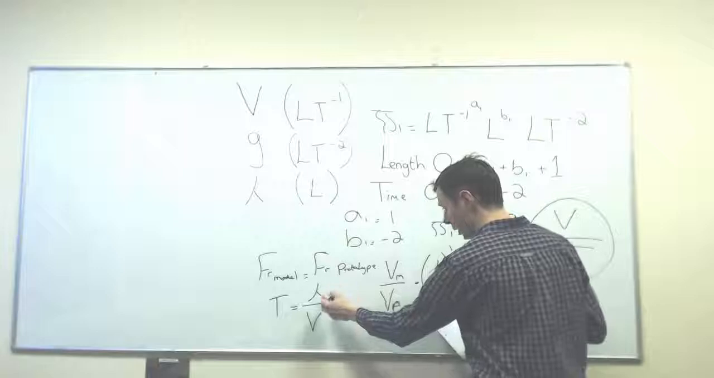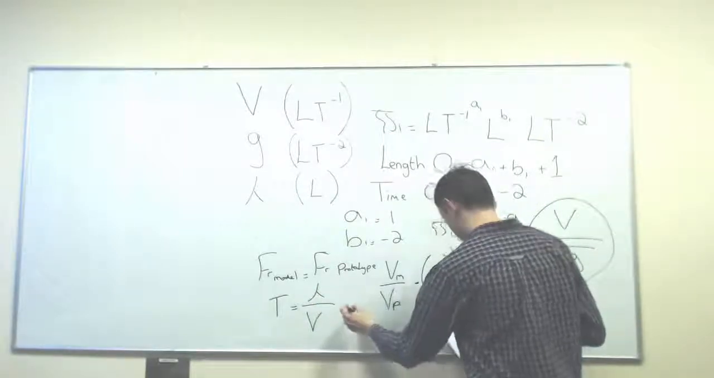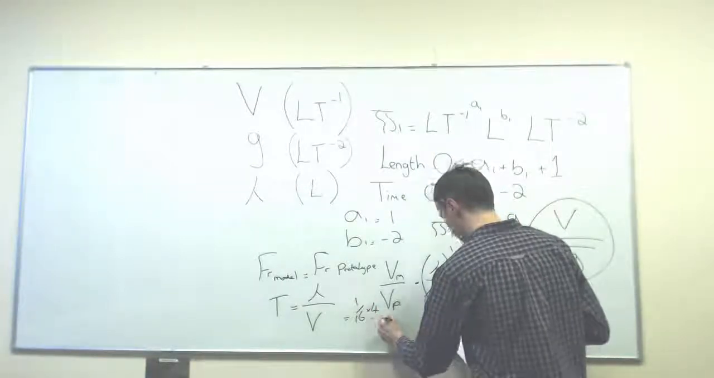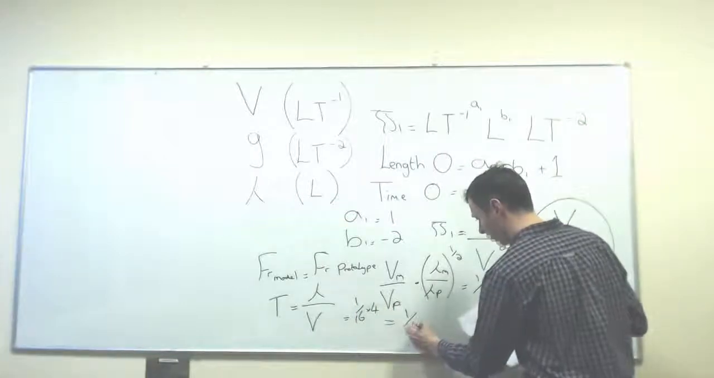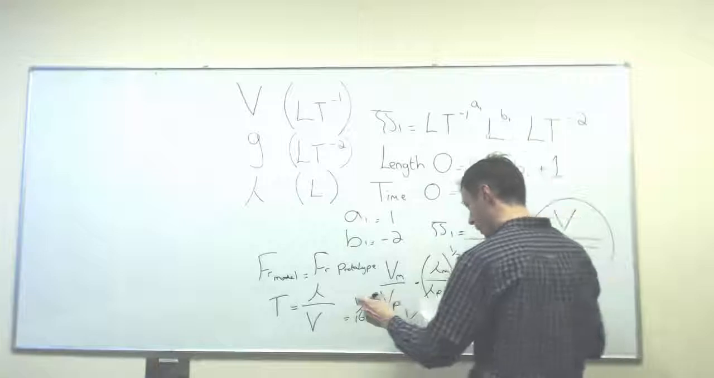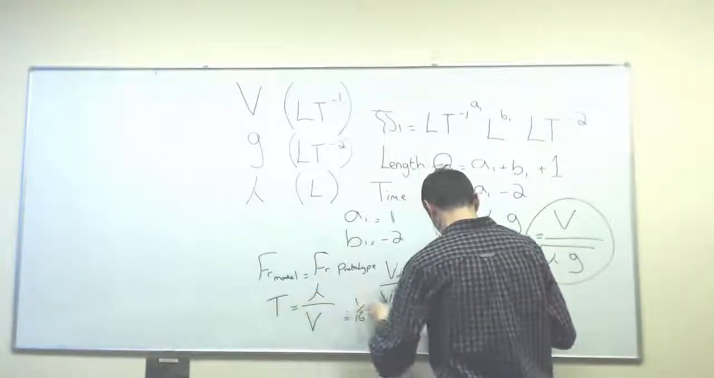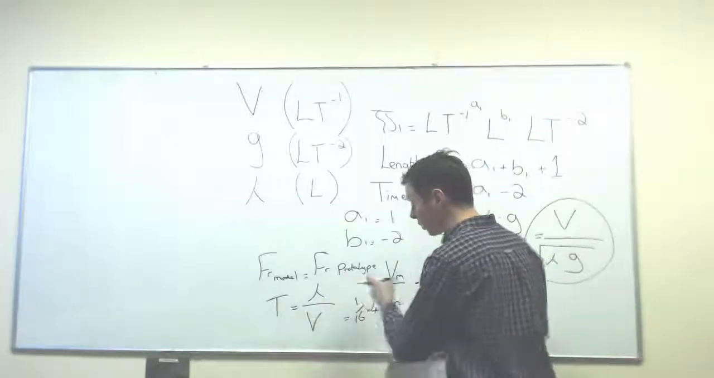So you can write the same thing out again based on the model and the prototype, and you end up with 1/16th times 4 for this. And so you end up again with an answer of 1/4. So the period of the model is 1/4 that of the full scale. So that's all what it's about.